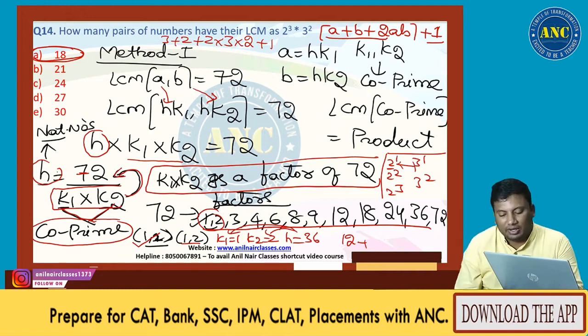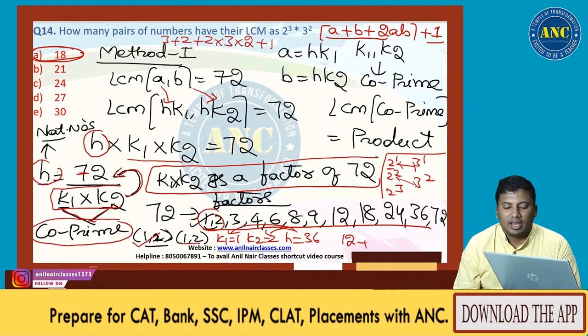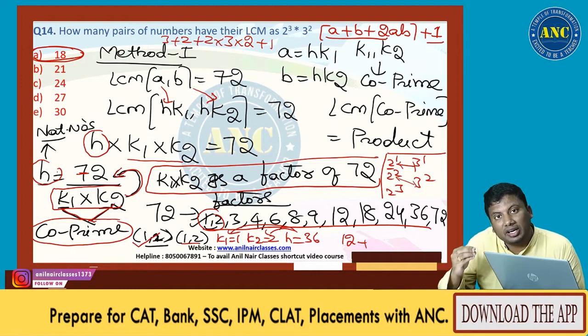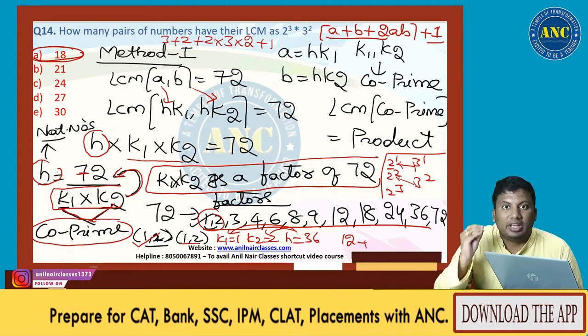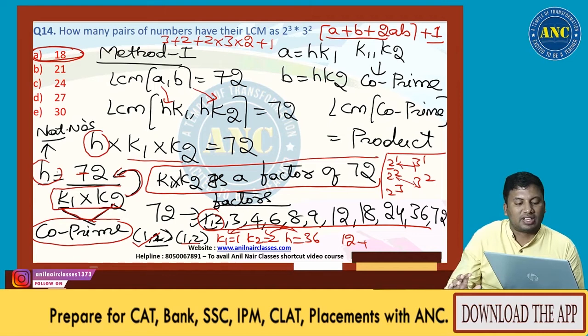LCM is 72. If I take 4 and 9, K1 is 4, K2 is 9. So 4 nines are 36, and 72 by 36 is 2. So substitute HK1 and HK2. That means how many distinct factors of 72 are co-prime to each other can also be used in an unordered pair to find out the LCM of two numbers as 72.